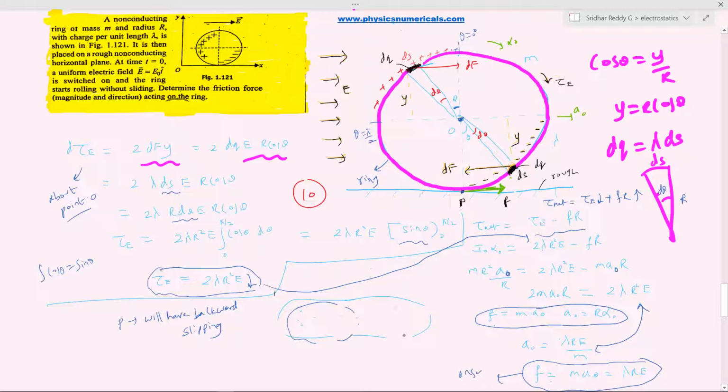Okay, this is about the rolling. Just we are bringing in some electrostatic force that can set up a torque. This is the idea. This is what I wanted to conclude here. Electrostatic forces can set up even a torque also.